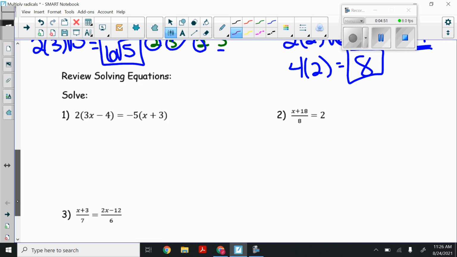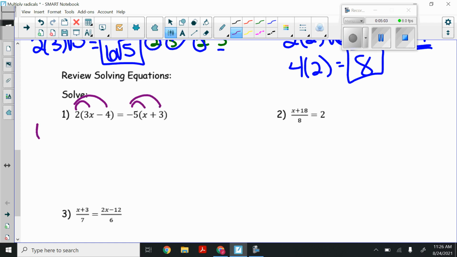Okay, so now we're going to review solving equations. Okay? So number 1, 2 times 3x minus 4 equals negative 5 times x plus 3. I have parentheses, so I'm going to distribute. So I'm going to get 6x minus 8 equals negative 5x minus 15.